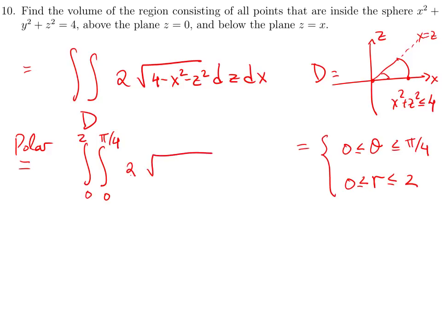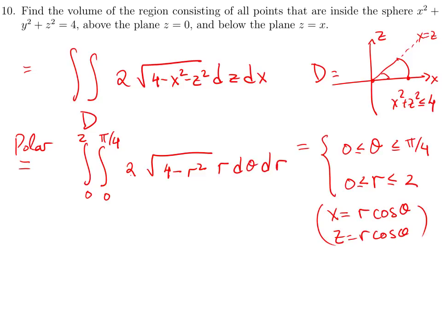You have 2 square root of 4 minus r squared, so x squared plus z squared equals r squared. Explicitly, what I'm doing is taking x equal to r cosine theta, z equal to r sine theta. And now the important change of variables: when you switch from Cartesian to polar, you pick up this extra r factor. So it's r d theta dr. I've put the theta on the inside because this function is trivial as a function of theta.